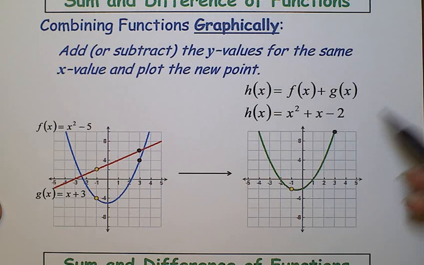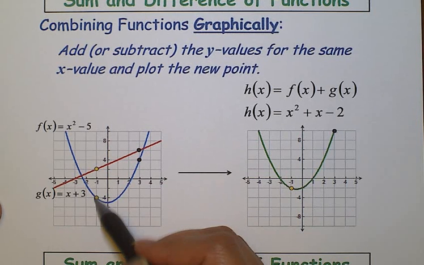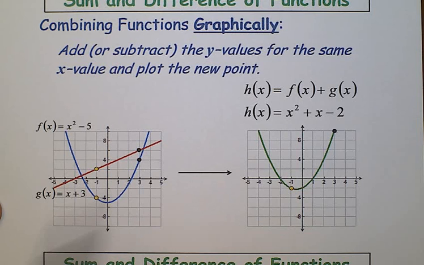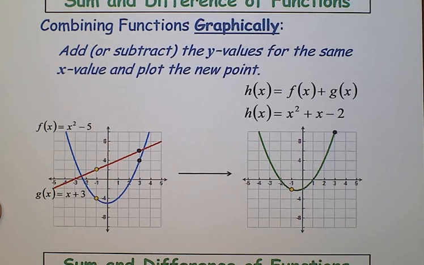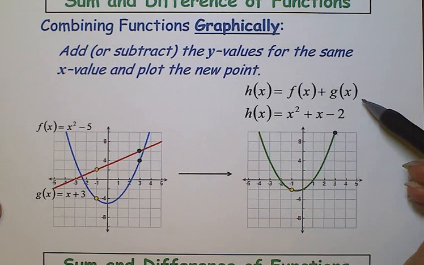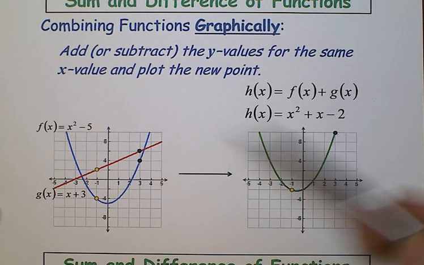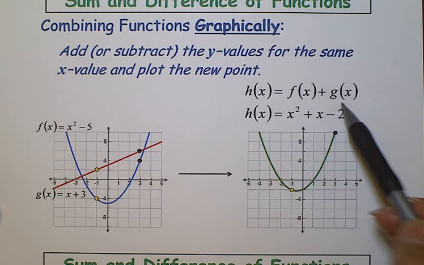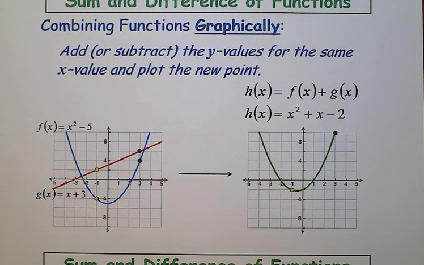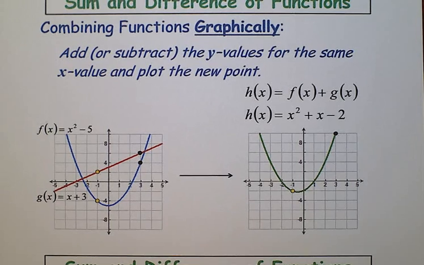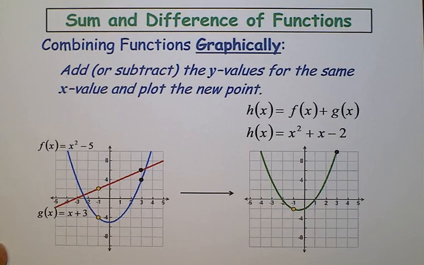I just chose some points that had some nice y values, but that's pretty much what you do, okay? That's if you're adding the functions together. If you're asked to subtract the functions, then obviously you would subtract the first function and the second function to get the y-coordinates of the new function you're looking at, okay? So depending on the operation that's given, you might need to add or subtract.